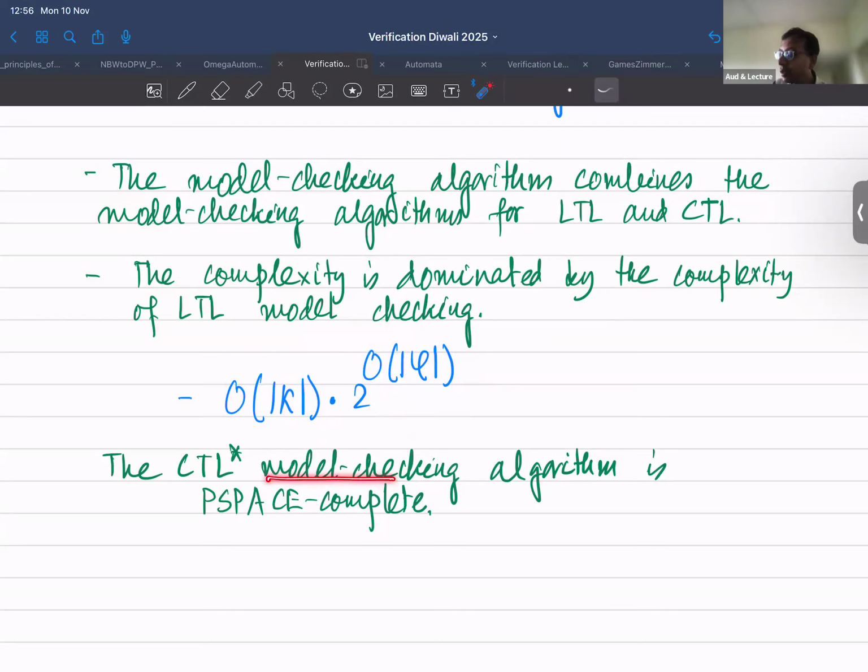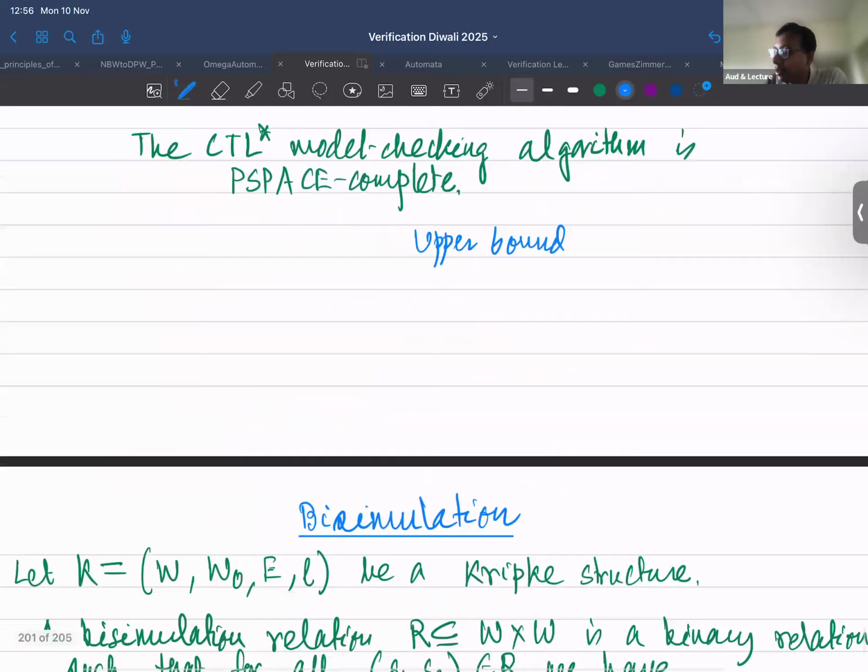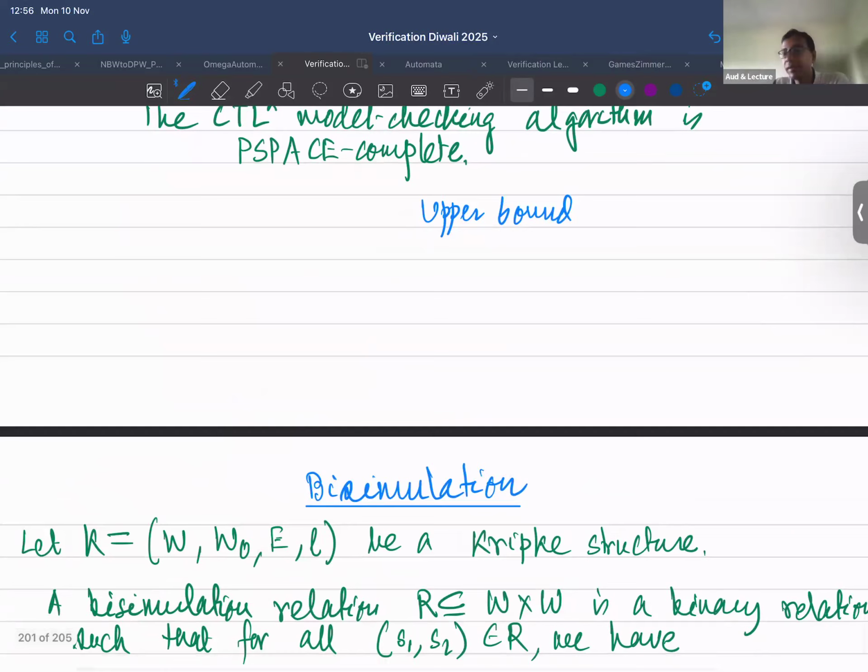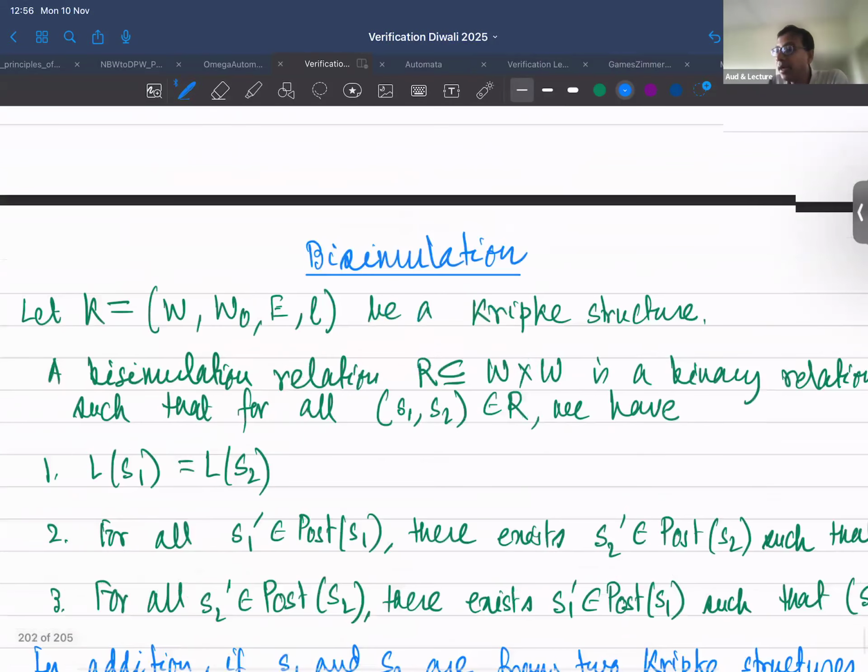So, as I said, CTL star model checking is p-space complete. The hardness is easy, it follows directly from LTL model checking. So the interesting thing is to look at the upper bound, right? Okay. So next time I'll end here.